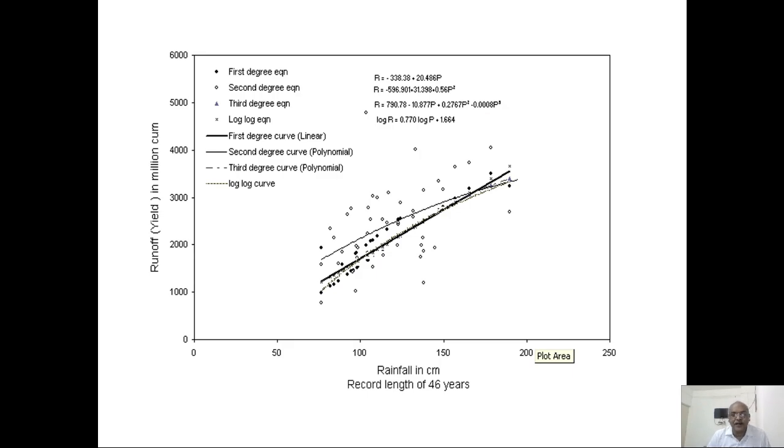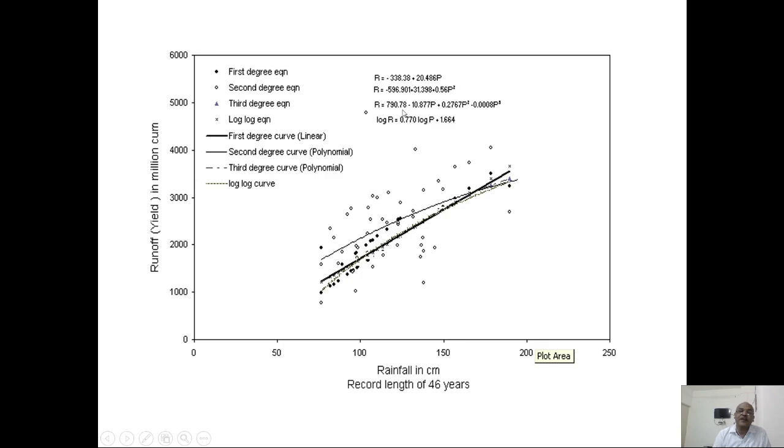Similarly, this is the graphical comparison of different order equations or polynomial equations for the record length of 46 years. Here R is equal to minus 338.38 plus 20.486 P for the first degree equation. R is equal to minus 596.901 plus 31.338 P plus 0.56 P square for the second degree equation.